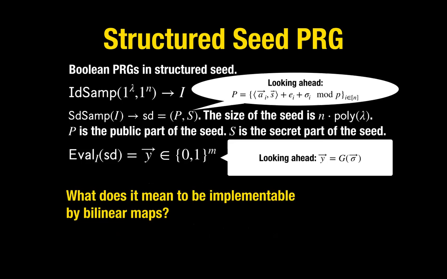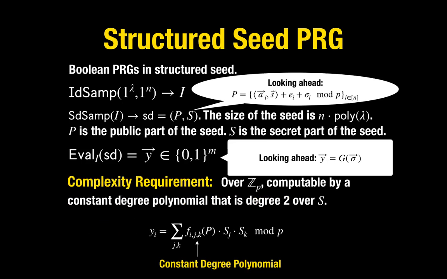Now comes one of the main points. What does it mean to be implementable by bilinear maps? This is what it means. We want that each output bit, yi, can be written as a constant degree polynomial over the public part of the seed and the secret part of the seed, with the restriction that it's just degree 2 over the seed. This polynomial is computed mod p, where p is the order of the bilinear map. So over Zp, each output coordinate should be a multivariate polynomial which is degree 2 in the seed. And Rachel did talk about this.